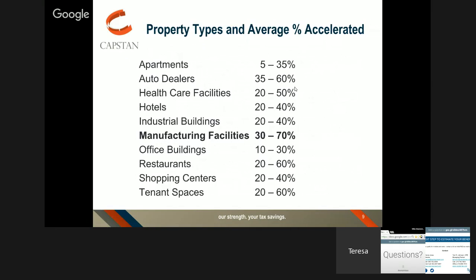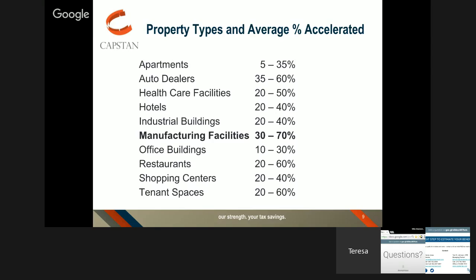I like this slide because we work with a lot of different kinds of clients with different types of properties. Obviously here I've highlighted the manufacturing, but you probably can say, why is there such a big range between the amount that we could accelerate? So let's say you've got that $10 million facility that we were talking about, and in scenario A, we're moving 30% of that into either 7 or 15 years out of the 39-year bucket. So when would it be so much higher, say at 70%?